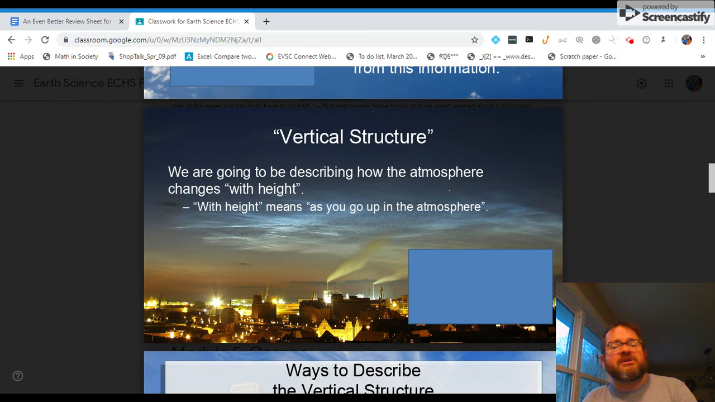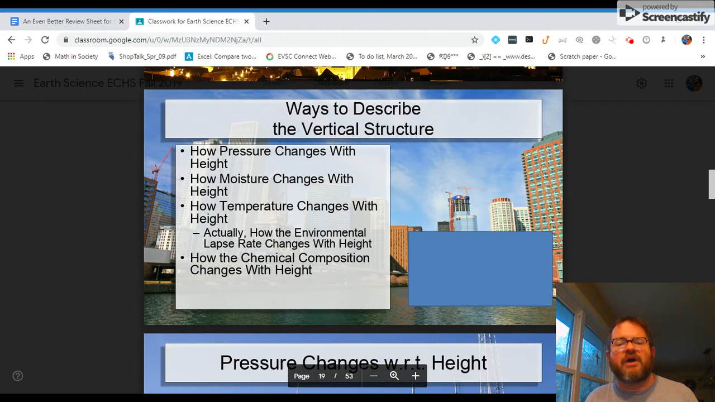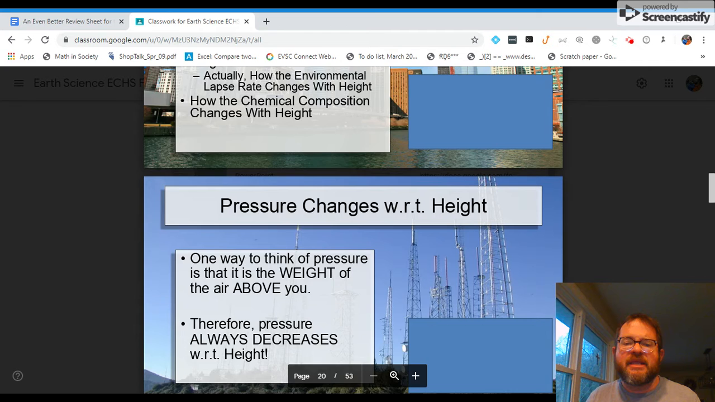We're going to be talking about how features in the Earth's atmosphere change with respect to height. By features, I mean things like temperature or pressure or humidity. And with height, I mean how they change as you go up in the atmosphere. So as you get higher in the atmosphere, how does temperature change? Or how does moisture change?